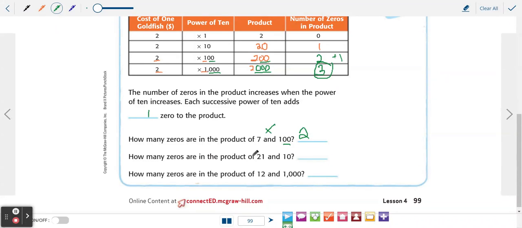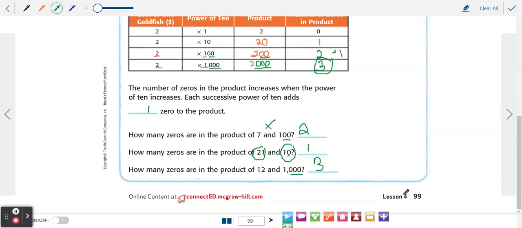How many zeros are in the product of 21 and 10? It's going to be 1 because there's only 1 zero here. Even though I haven't calculated the answer yet, I know that between the two numbers there's only 1 zero, therefore there's only 1 zero in the answer. How many zeros are in the product of 12 and 1000? 3 zeros, right? There's no other zeros, just those 3.